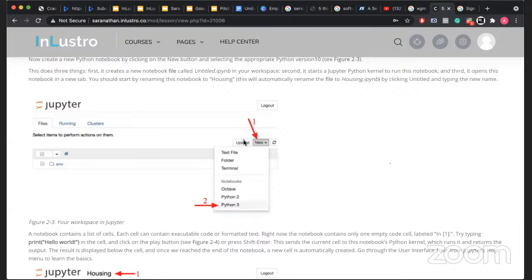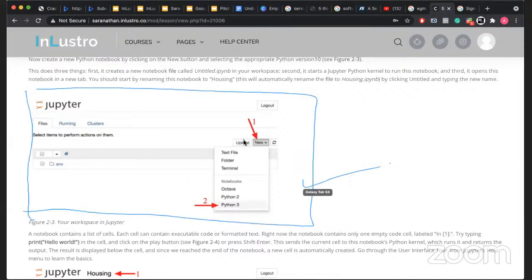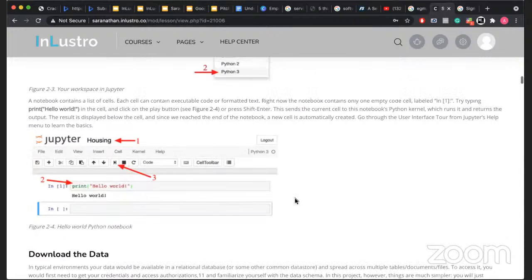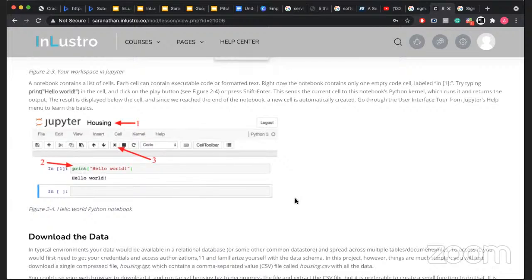This is how the Jupyter Notebook terminal should look once the installation has been completed. A notebook contains a list of cells, and each cell can execute code. Right now the notebook contains only one empty code cell, labeled line 1. By typing print hello world in the cell and clicking the play button or pressing Shift+Enter, you can see that the line is executed, and a new cell is created for code.